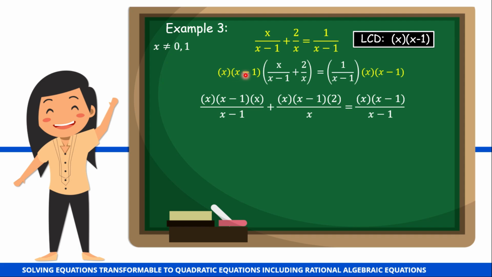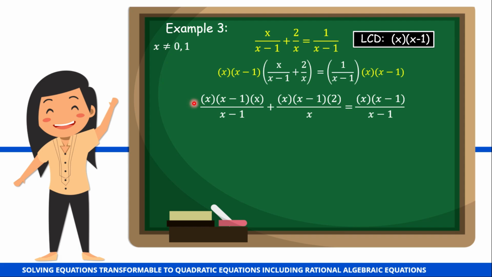X times quantity x minus 1, i-multiply natin dito sa x at saka sa 2. Kaya, magkakaroon tayo ng x times quantity x minus 1 times x all over x minus 1 plus x times quantity x minus 1 times 2 all over x. At ganun din sa kabilang side ng ating equation, i-multiply natin ang x times quantity x minus 1 dito sa numerator na 1. Kaya, magkakaroon tayo ng x times quantity x minus 1 all over x minus 1.